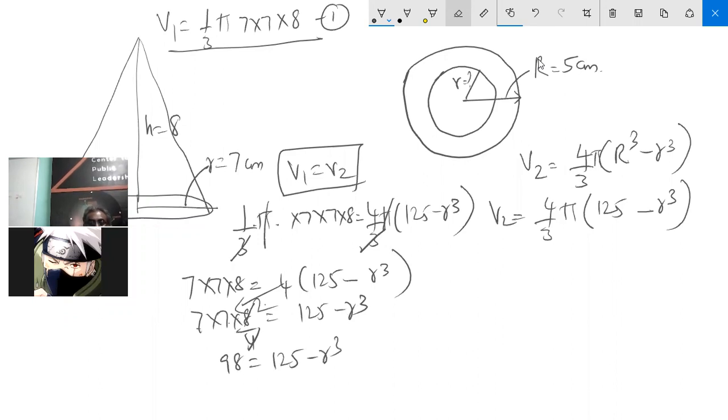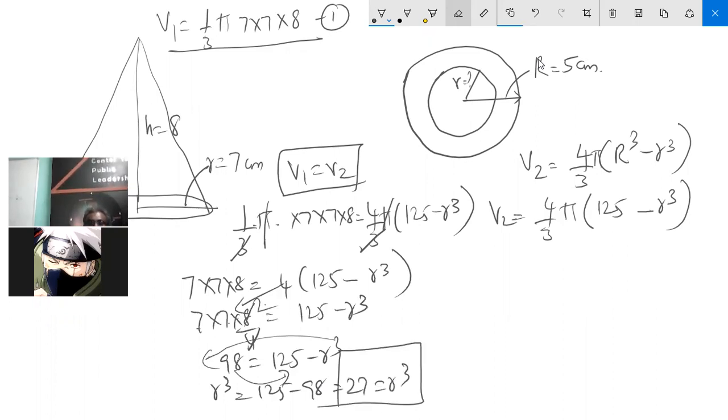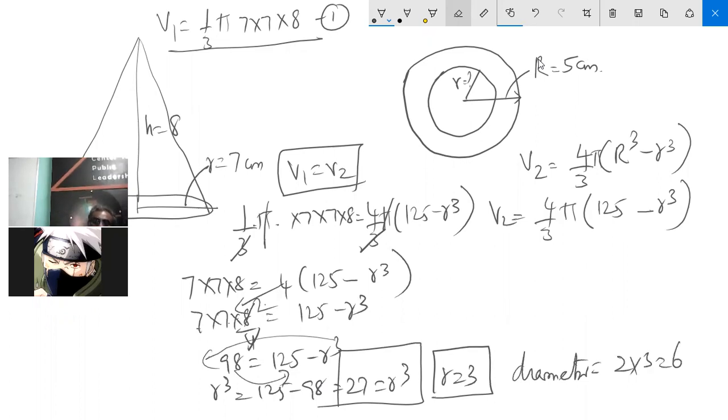Now take r cubed this side, take 98 this side. r cubed is equal to 125 minus 98, that is 27. r cubed is equal to 27. Therefore, r is equal to 3. Therefore, diameter is equal to twice 3, that is 6. Diameter is equal to 6.